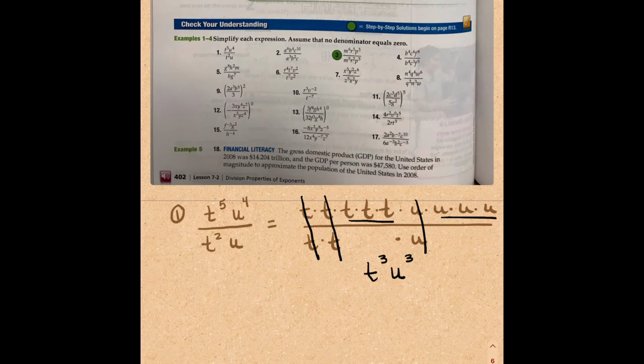Okay, let's do it with just the rules. When we divide with exponents, we use subtraction. So this is going to be T to the 5 minus 2, top minus bottom, and then U to the 4 minus 1, top minus bottom. So we just do that math. 5 minus 2 is 3, and 4 minus 1 is 3, and that would be my final answer.